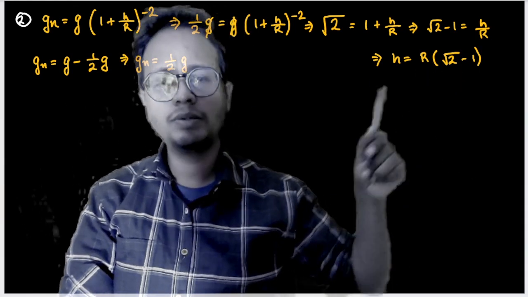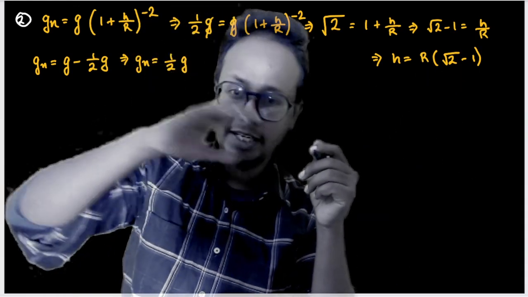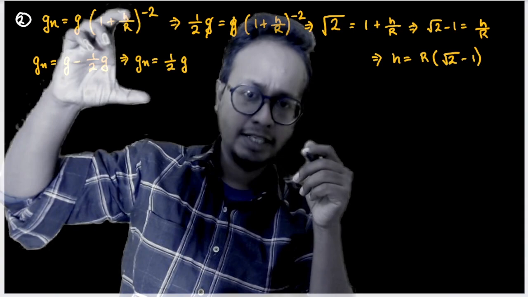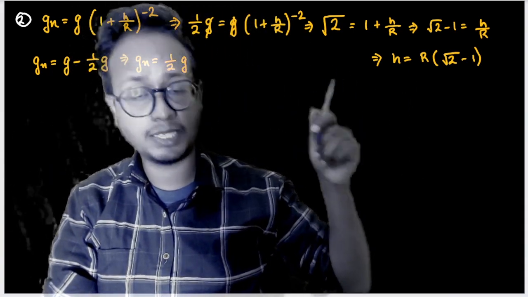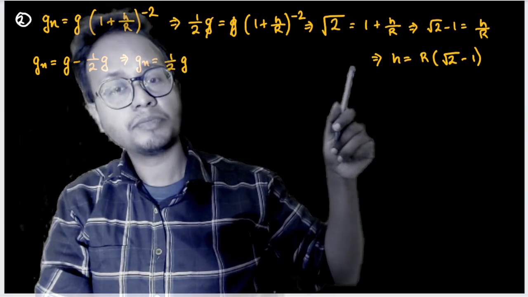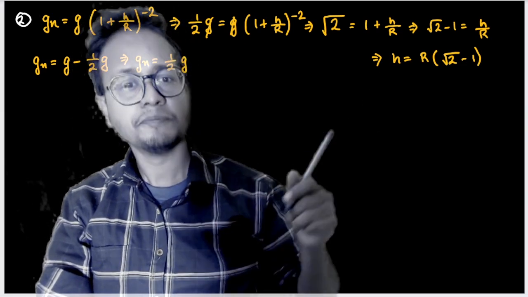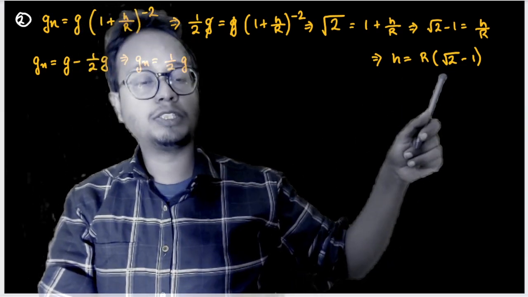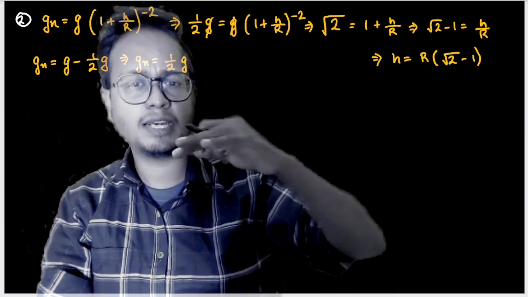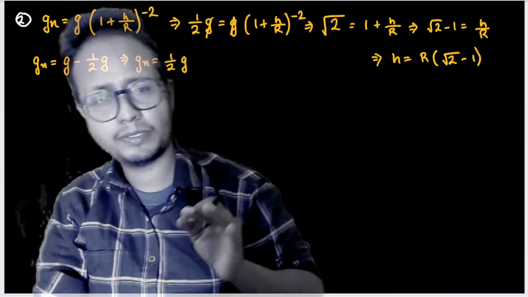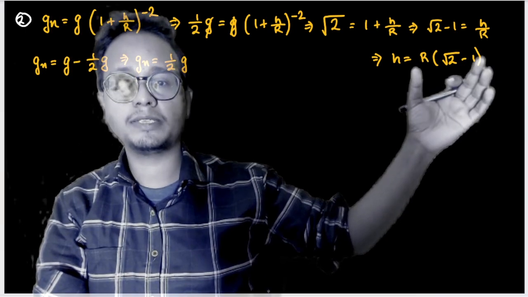So 0.414 into r. That means at a height around half the radius of Earth, the gravitational force would be reduced by half. That means the value of acceleration due to gravity would be nothing but 4 point something something. Okay, this is 0.414, isn't it? Multiplied by radius of Earth 6,400 kilometers, it will be lesser than half, around 3,000 kilometers. Okay, just calculate the answer using calculator.